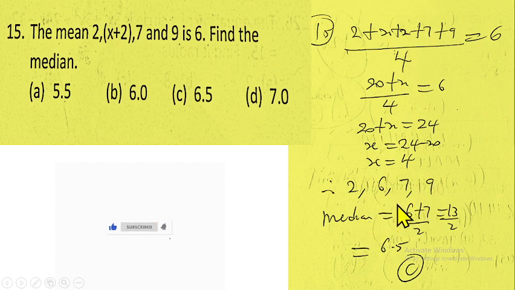You have to find the median. So the middle numbers in this case are 6 and 7. So what do you do? You add them together and divide by 2. That will give us 13 divided by 2, and that should give us 6.5. So option C is the correct option for question number 15.